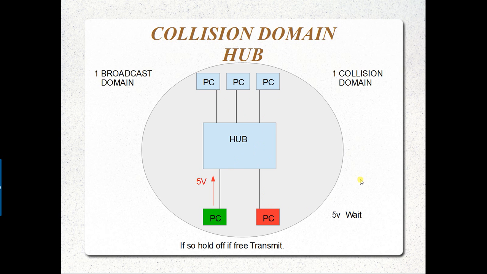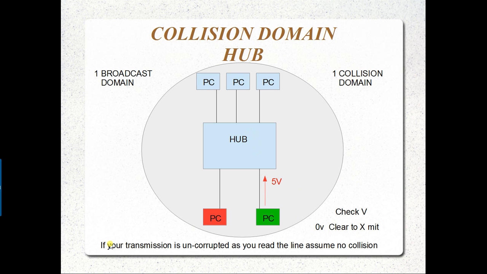This guy's green. He goes. When this guy stops, then he's free to transmit. So he says, okay, clear to transmit, and he starts to transmit his 5 volts. And as he transmits, if his transmission is uncorrupted, that means he never detected any other voltage on the line, then assume no collision and that the data transmission was good.